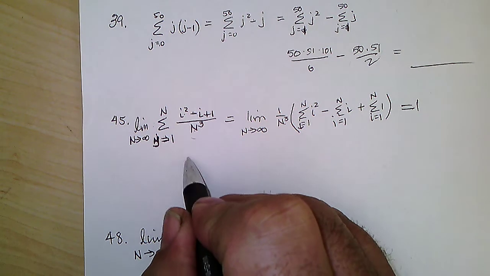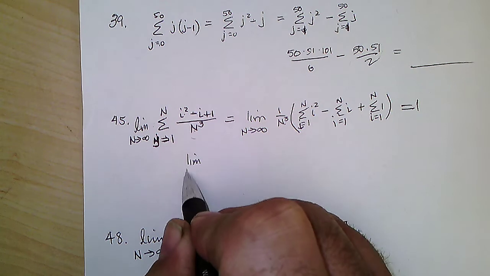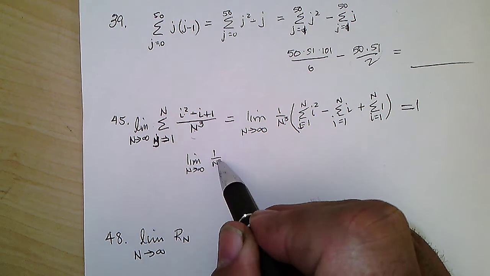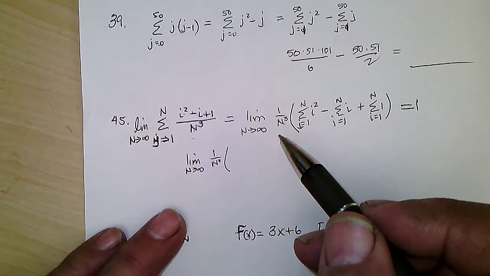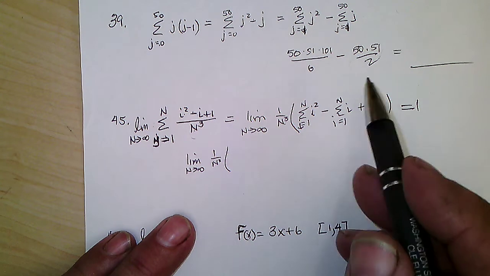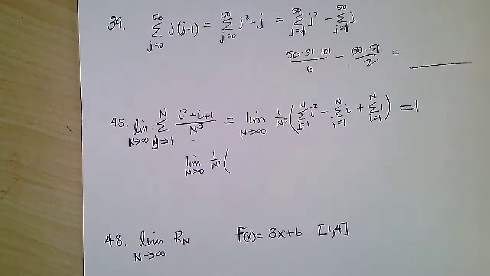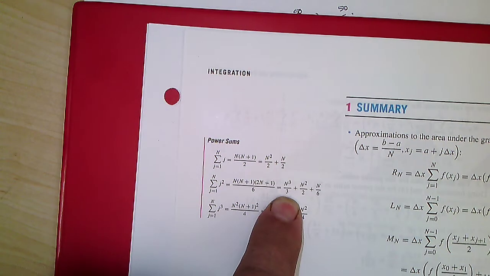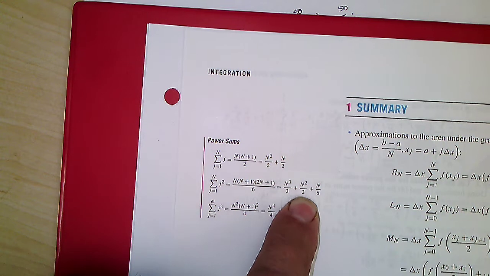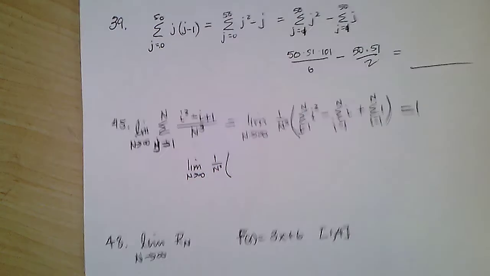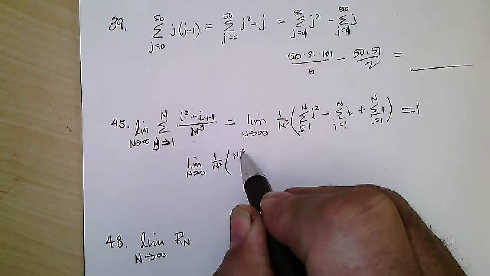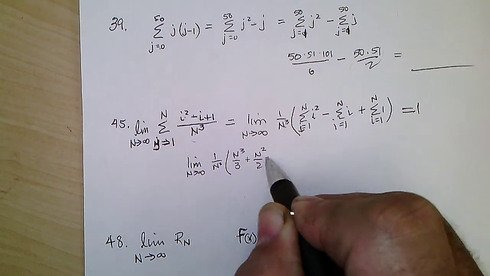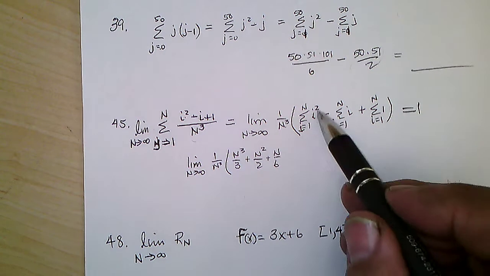Let's see, I'm going to need more room here. The limit as n goes to infinity, 1 over n to the third times the i squared formula. When it goes from 1 to n, again, I'm going to use this form now: n to the third over 3, n squared over 2, and n over 6. n to the third over 3 plus n squared over 2 plus n over 6. That's what this one is.